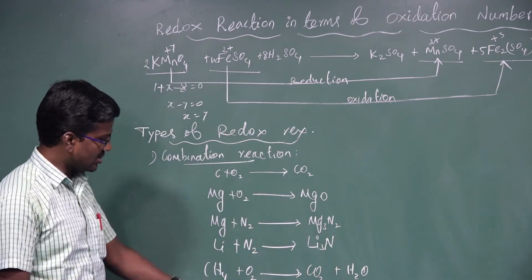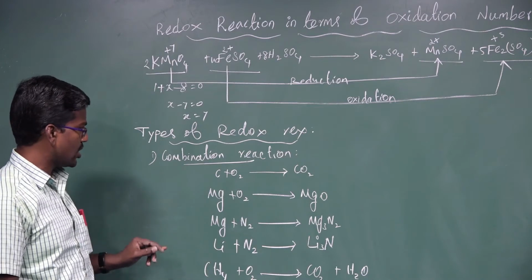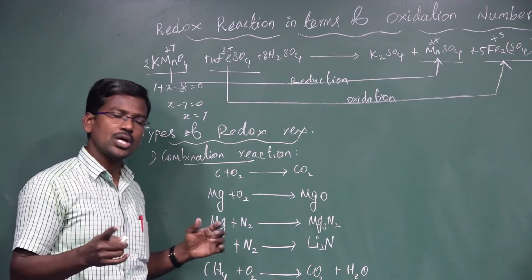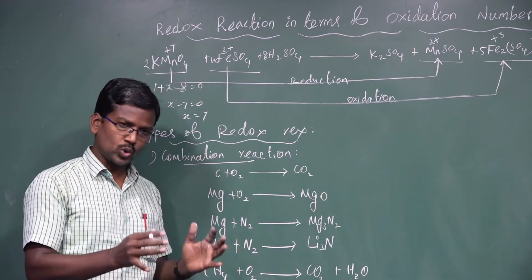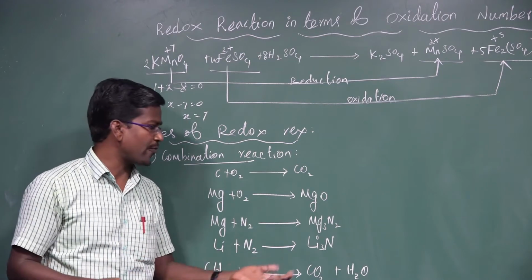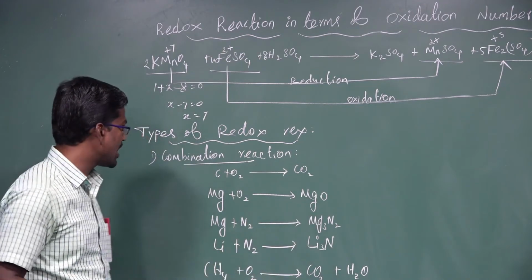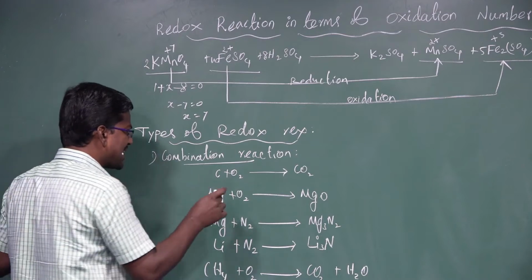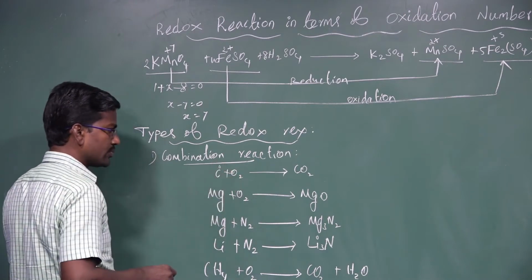These reactions are examples of combination reaction. What is the meaning of combination? Combination is nothing but two or more elements combining to form a new product, known as a combination reaction. Here, the oxidation number of carbon is 0.